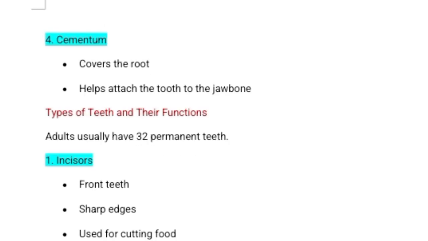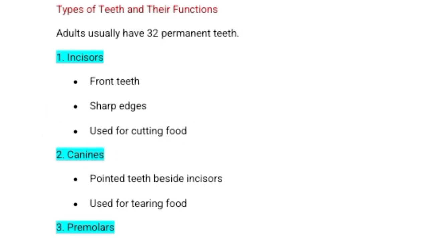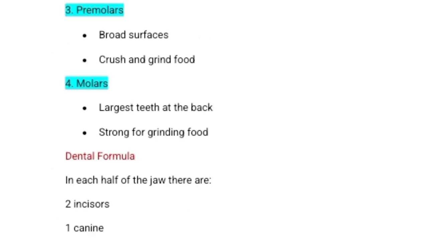Types of teeth and their functions. Adults usually have 32 permanent teeth. 1. Incisors. Front teeth. Sharp edges. Used for cutting food. 2. Canines. Pointed teeth beside incisors. Used for tearing food. 3. Premolars. Broad surfaces. Crush and grind food. 4. Molars. Largest teeth at the back.